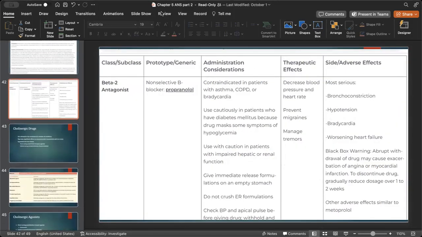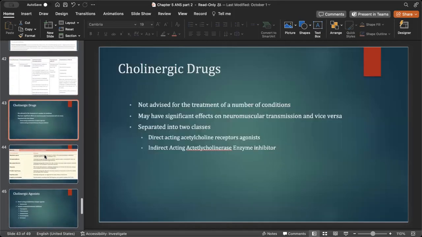Just repeating everything. And like we said, same thing with all the beta blockers, watching out for our diabetic patients because they mask hypoglycemic effects and things like that.